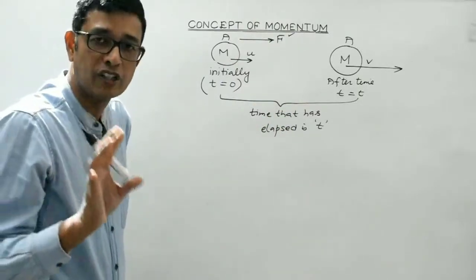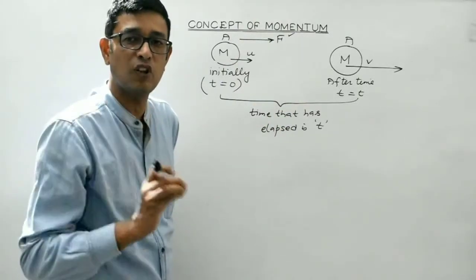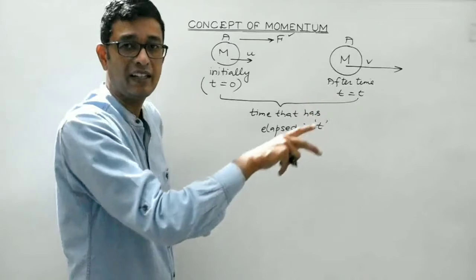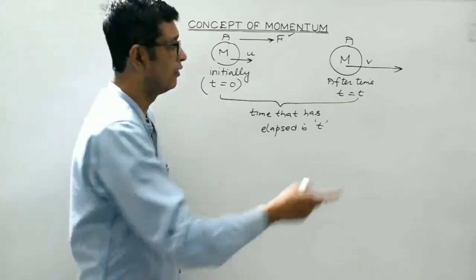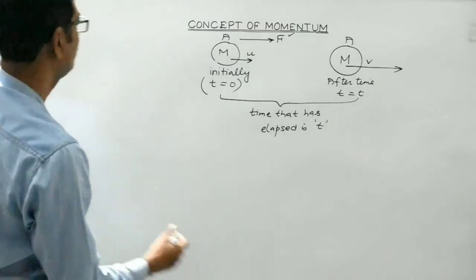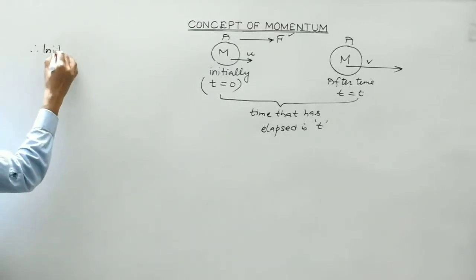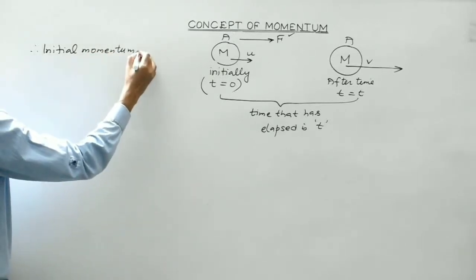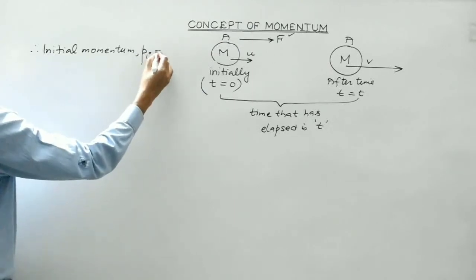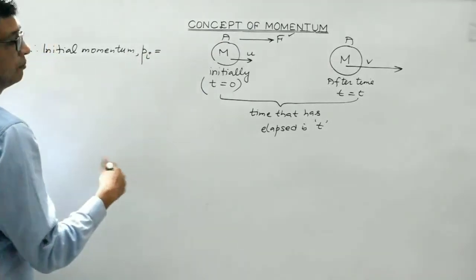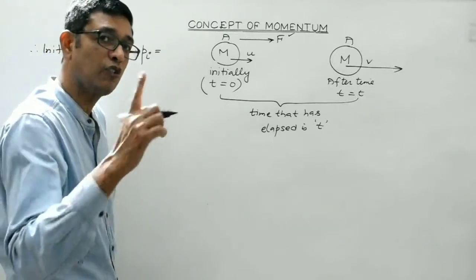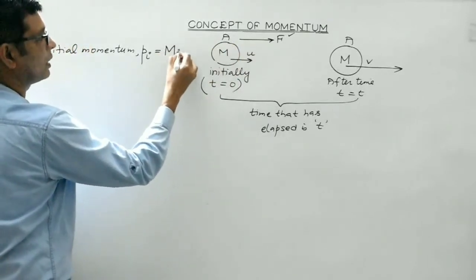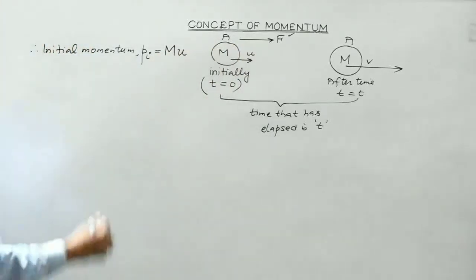We have considered a body of mass m to be moving with initial velocity u. Under the influence of this force, which is acting along the direction of motion of the body, let after time t, the body acquires a final velocity v. So therefore, what will be the initial momentum of the body? The initial momentum of the body, let us represent it by Pi, I stands for initial, right? Momentum is quantitatively given by the product of mass and its velocity. So initially, its velocity is u, so mass multiplied by velocity, mu. Clear, students?